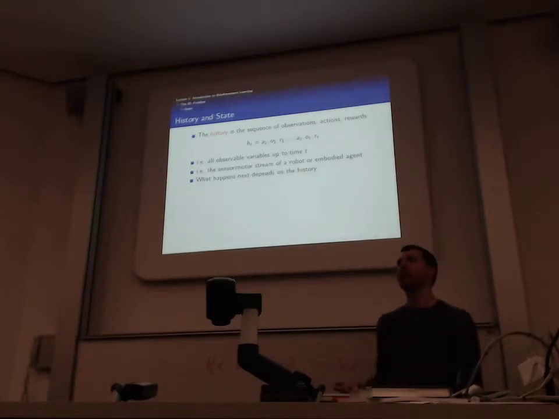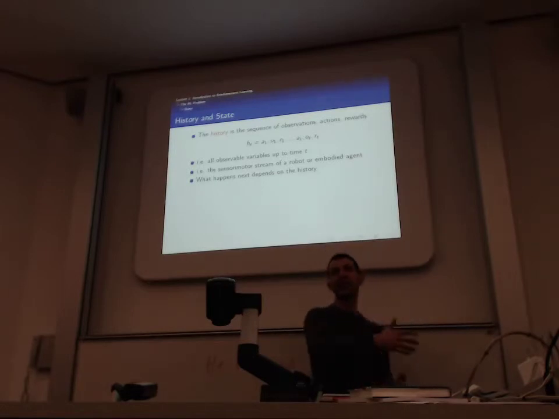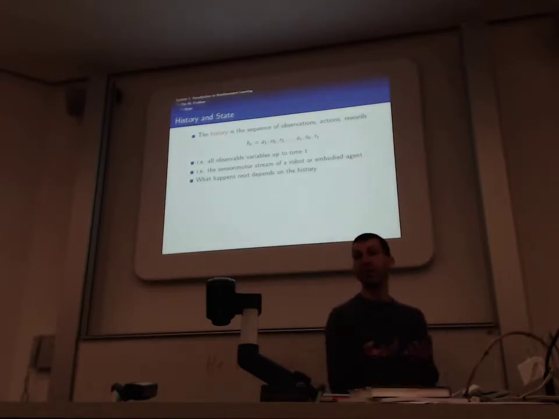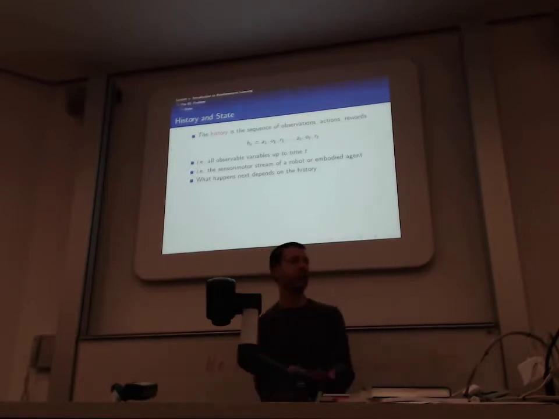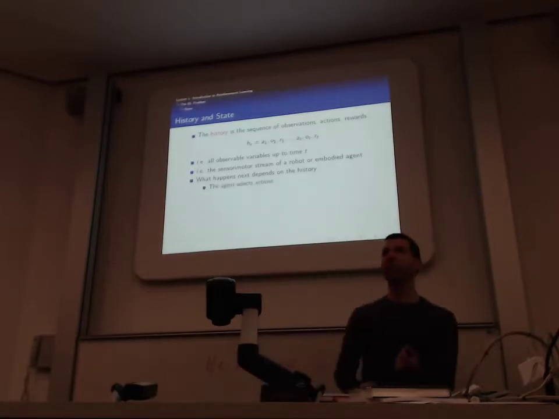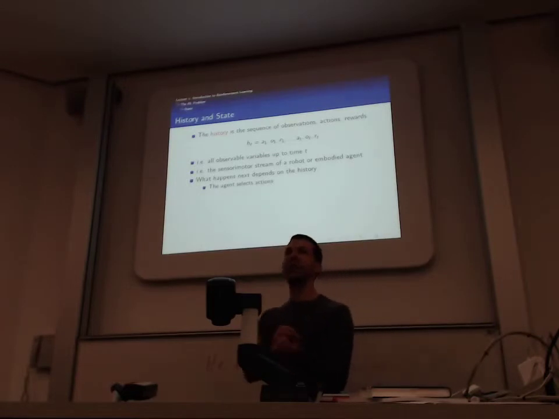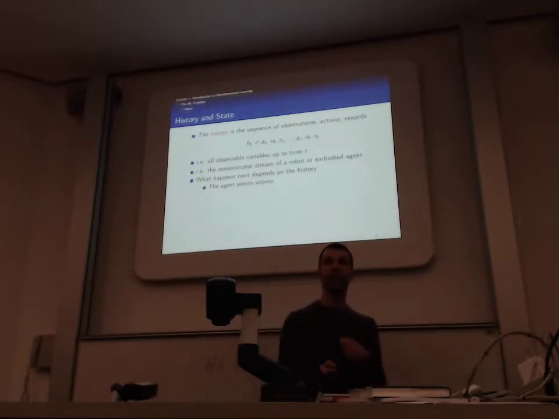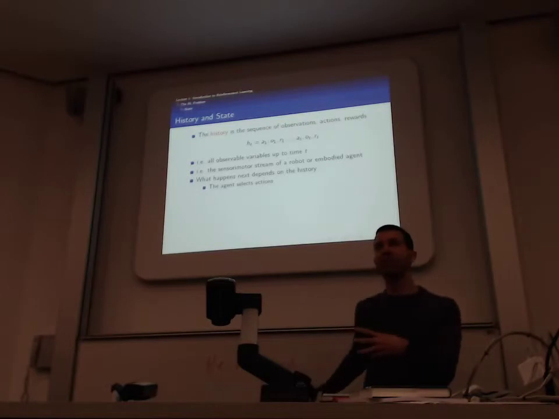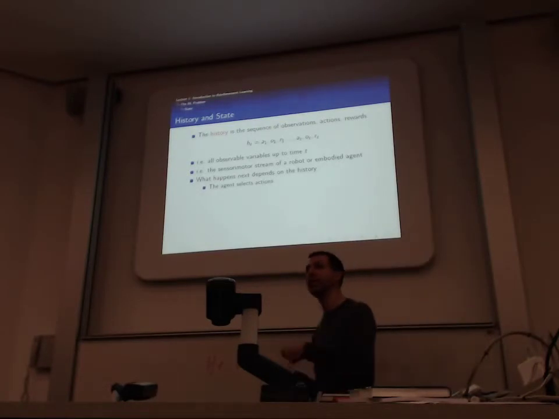And what happens next depends on the history. So basically, the history determines the situation that the agent's in. Everything it's seen so far gives it information about what's going to happen next. So from the agent's point of view, this information that it's seen is what it uses to select the next action. So depending on what its sensory motor stream, its history, has been so far, it's able to select different actions.